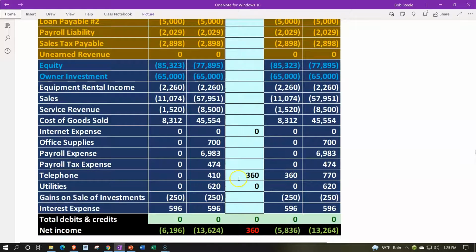The other side is going to the telephone expense. On the current month, there was nothing in it. It went up by 360 to 360. For the year to date, it was at 410, up by 360 to 770.